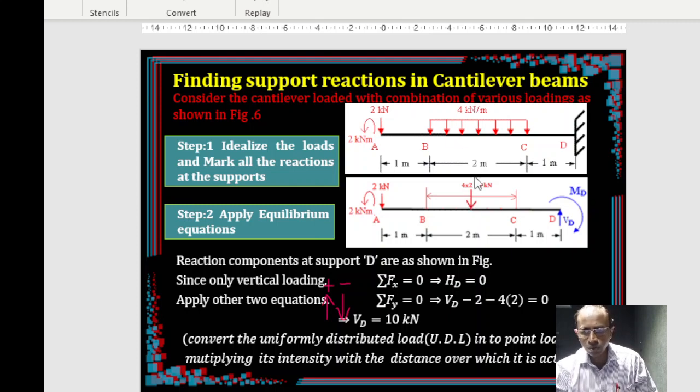Okay, so it is a symmetrical load, it always acts at the center. So 4 times 2, 8. Now you are ready to apply the equilibrium equations. Of course, support reactions you have to mark. As I told you earlier, for a fixed support you mark the 3 reactions.